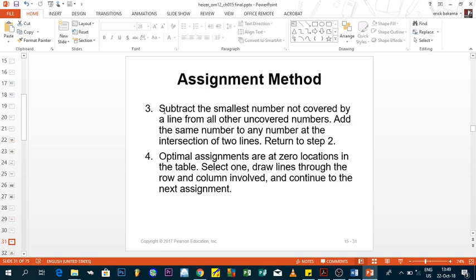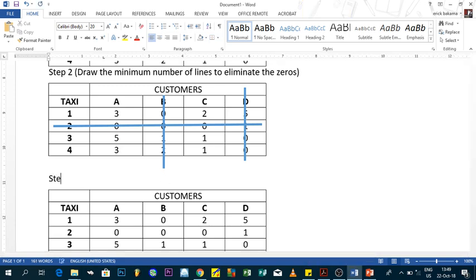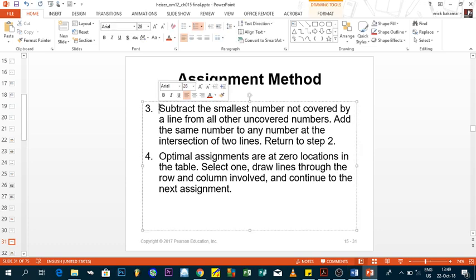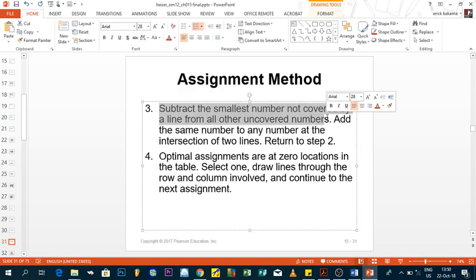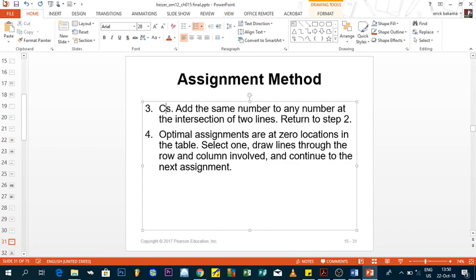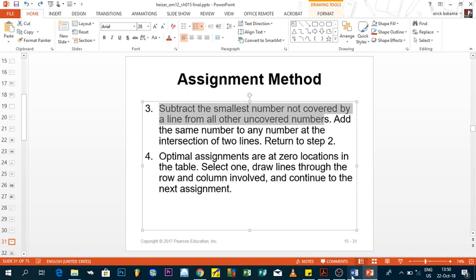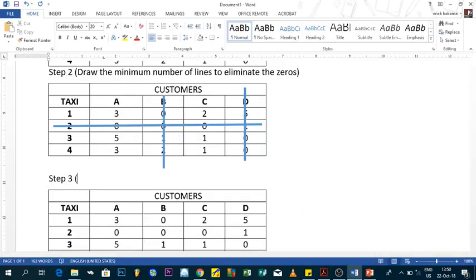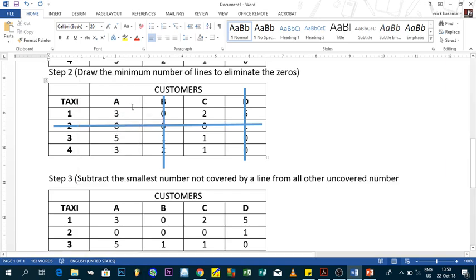Step 3 is where we subtract the smallest number not covered by a line from all the uncovered numbers. Then we add the same number to any number at the intersection of 2 lines. Then we return to step 3. So we're gonna go to step 3. It's too much literature, so I'm gonna say subtract and so on. I'm just gonna copy this part here. You're not obliged to write what you need to do in every step. I'm just doing it because you guys need to know what I'm doing.